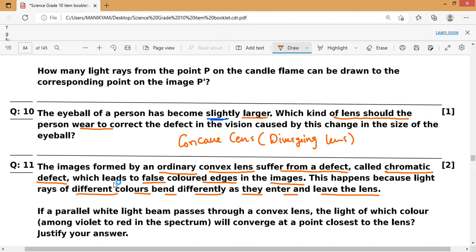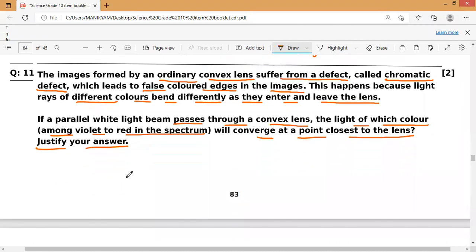Now the question is, if a parallel white light beam passes through this convex lens, the light of which color, among violet to red in the spectrum, will converge at a point closest to the lens? Justify your answer, they are asking. First of all, you have to note this new thing called chromatic defect. What do we mean by chromatic defect?